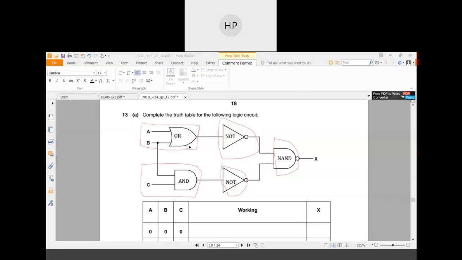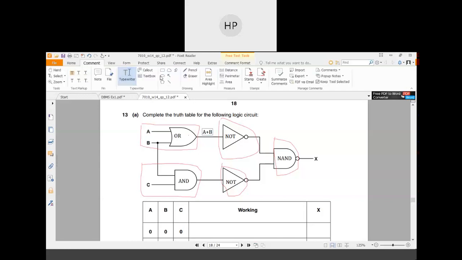So in this case, A and B go through the OR gate and become A plus B. Okay, that's done. Then, the second half: this B input, this one over here, goes through this AND gate along with the C over here. So what is the output there?